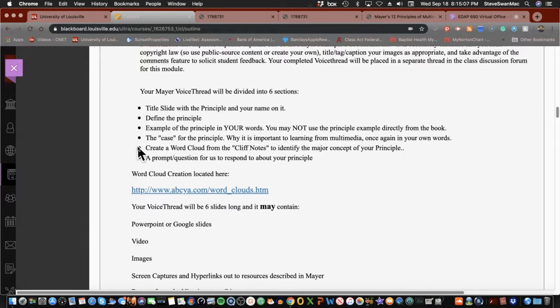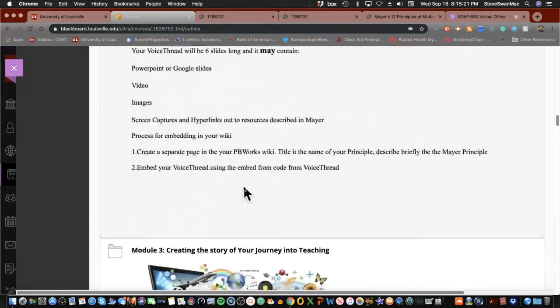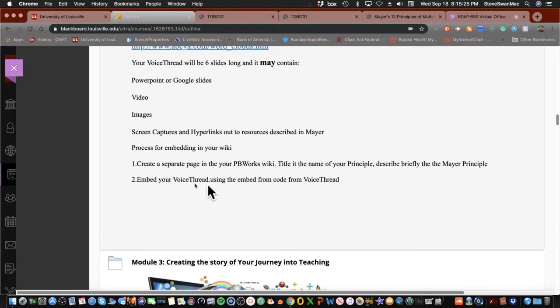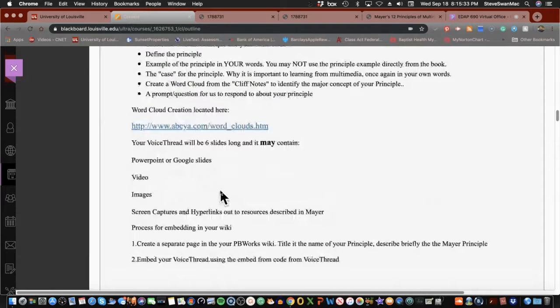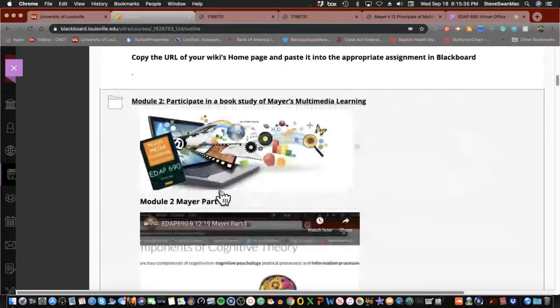Create a word cloud. You know how to do word clouds? I guess I better show you. Create a word cloud from the Cliff Notes to identify the major concept of your principle. And then make that a slide, a prompt question for us to respond to after your principle. So let's go through that real fast just so you can see it. Do not embed, just use the link. If you want to try the embed, I'll show you how. Let's just do all this.